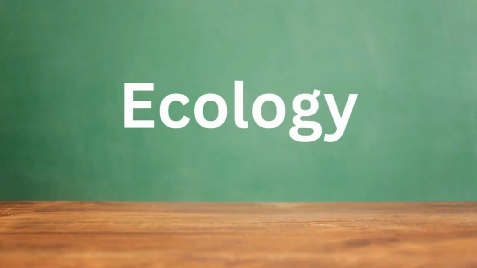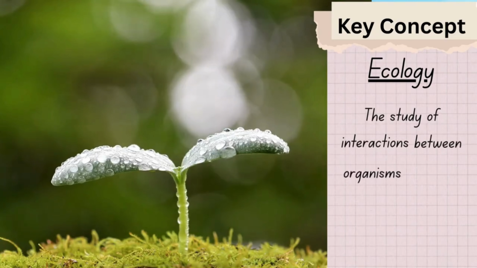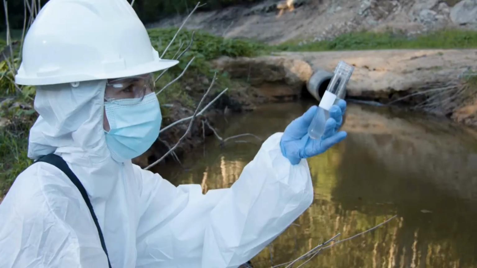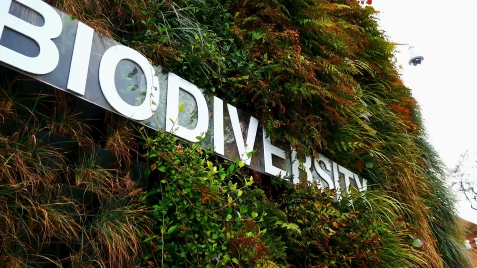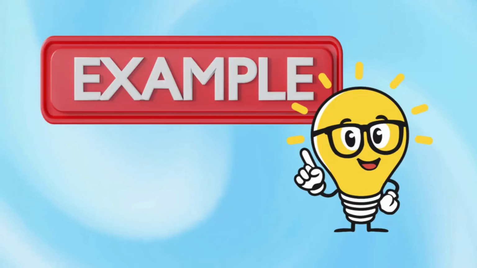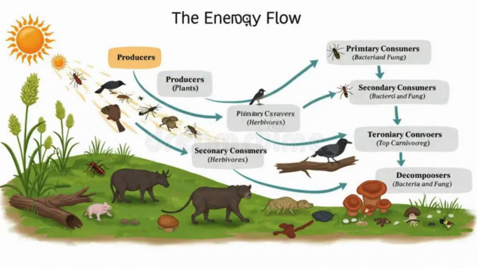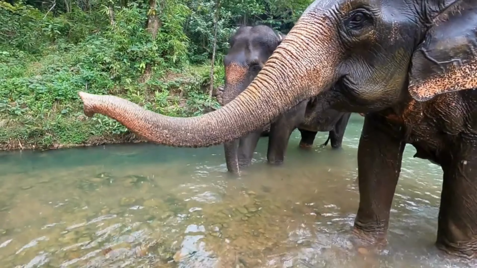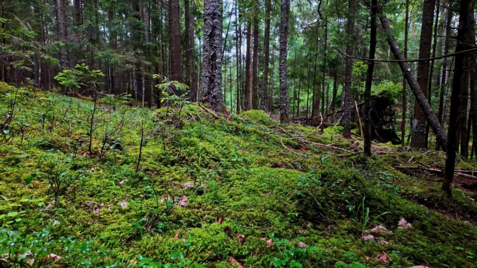Next is ecology, the branch of biology that studies how organisms interact with each other and their environment. Ecologists explore biodiversity, food chains, and the effects of environmental changes. For example, understanding how energy and nutrients flow through an ecosystem helps us protect habitats and maintain balance in nature.